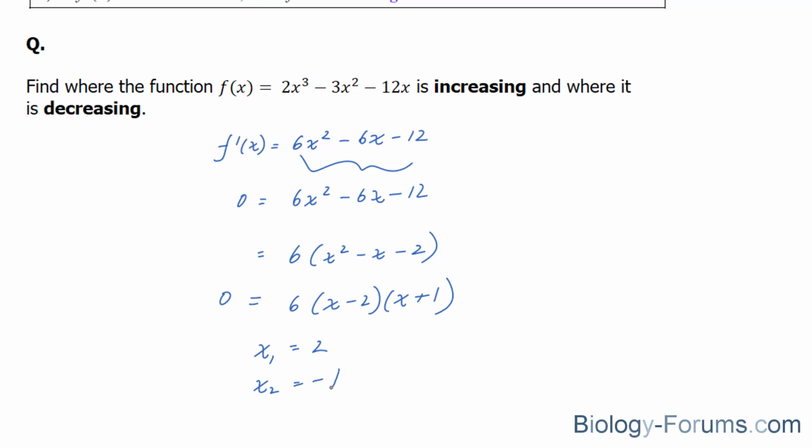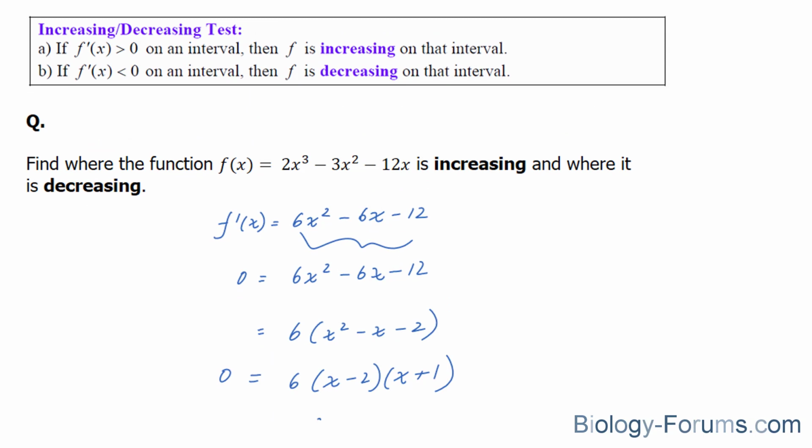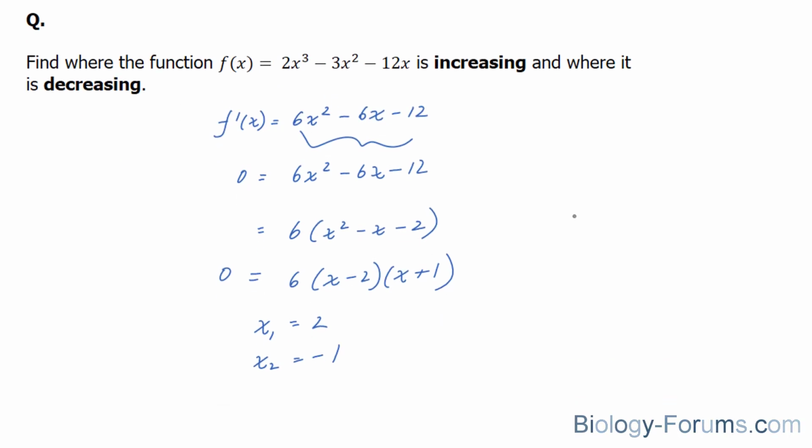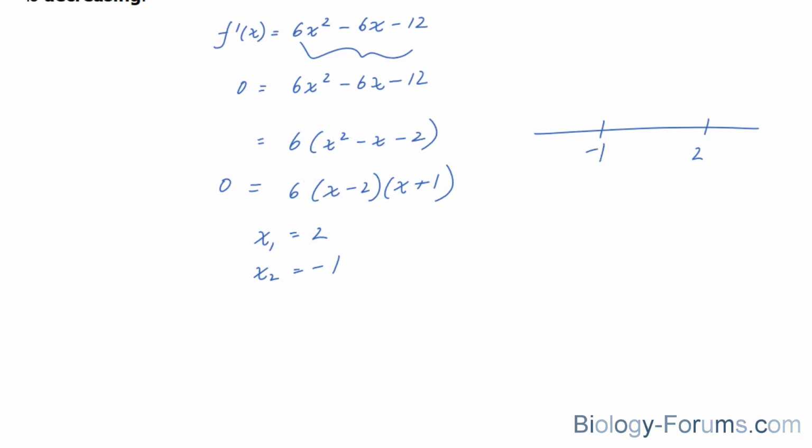So, using the test above, we can find out when the function is increasing by substituting values of the derivative that are smaller than negative 1, in between negative 1 and 2, and values that are greater than 2. And this will tell us when the function is increasing or decreasing. Let me demonstrate. Let's start off by inputting a number that is less than negative 1.